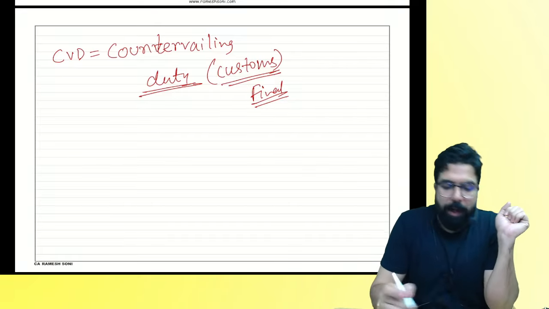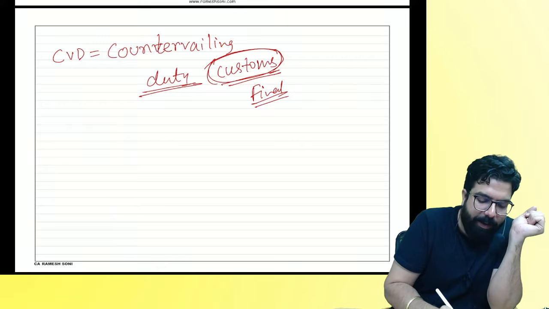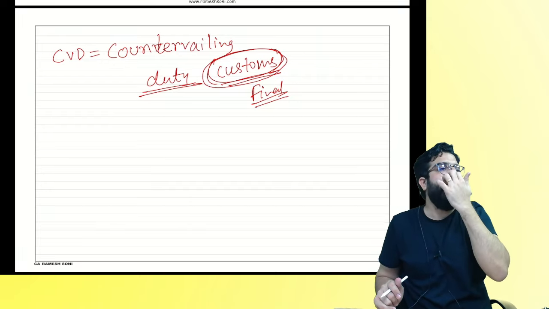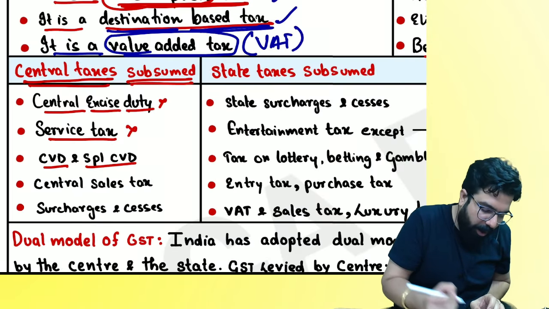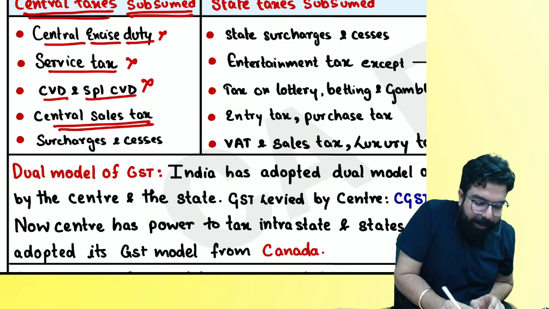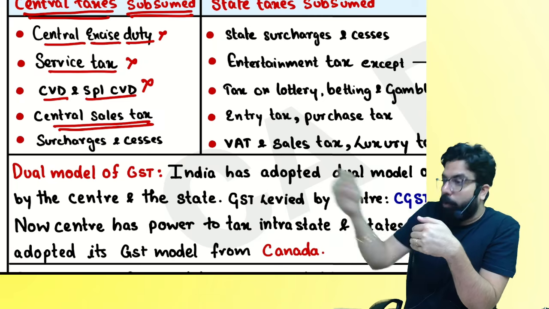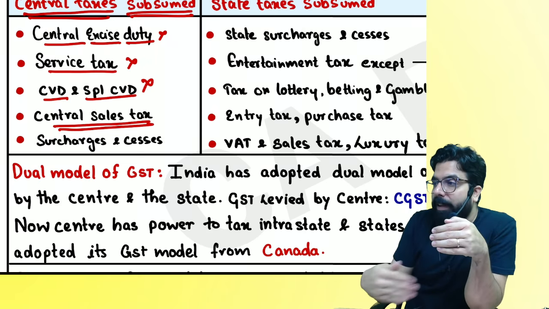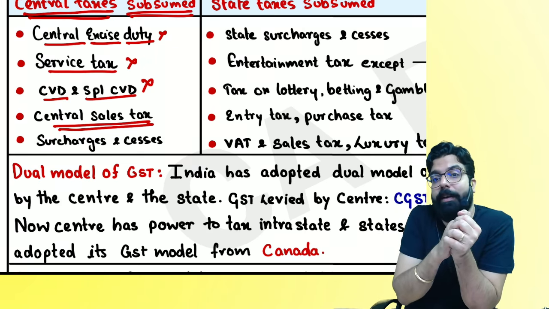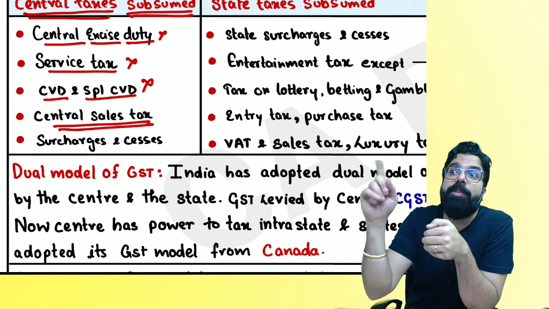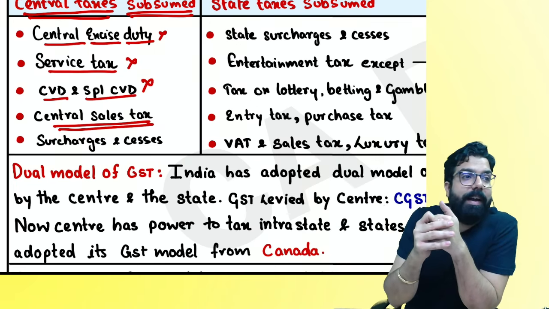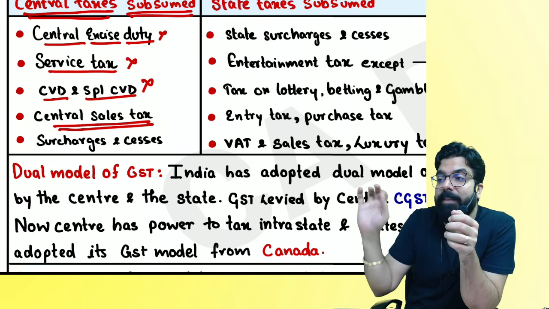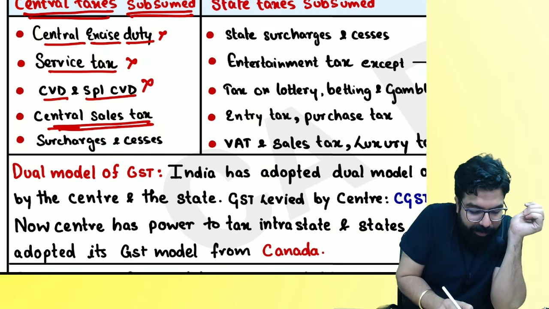Can I go ahead, everyone? Countervailing duty, it is charged under which act, everyone? Customs Act. So CVD and special CVD are also gone. Central sales tax: if you are buying from another state to your state, you have to pay CST. If you are selling within the state, earlier what used to be charged? VAT. If you buy from another state, they used to charge CST, central sales tax. Within the state, VAT. Outside the state, CST. CST was also a central level tax, which is gone now.